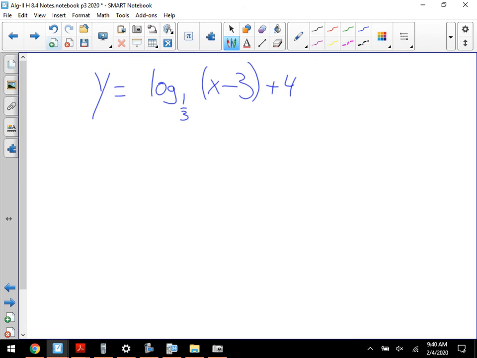Let's graph this one. We'll walk through how to do parent and a shift. When I graph these, I'm going to label my parent ordered pairs, my shifted ordered pairs, and plot where my original asymptote is, my final asymptote, and then domain and range, just like we have been with all the other ones. Remember, your parent function will always be b, whatever your base is, comma 1, and then 1 comma 0. Those are the only two ordered pairs you have to come up with.